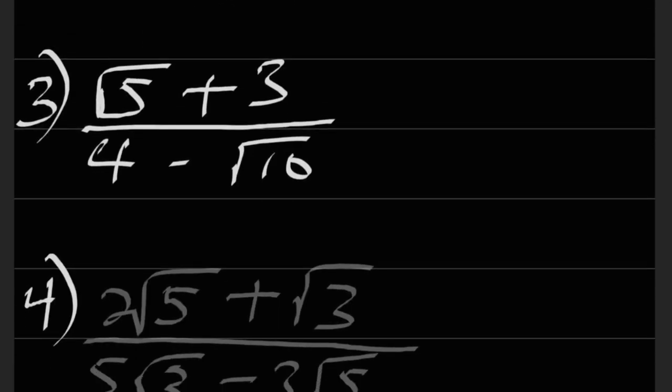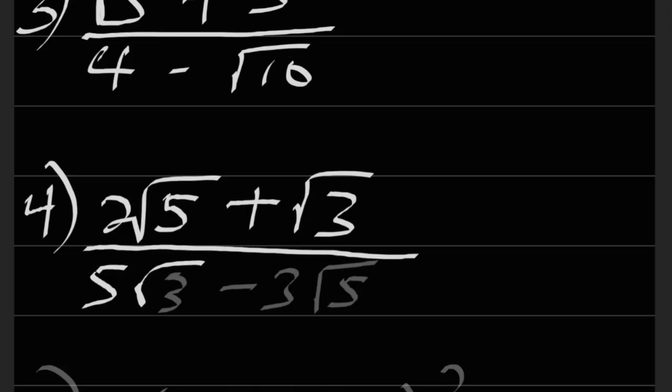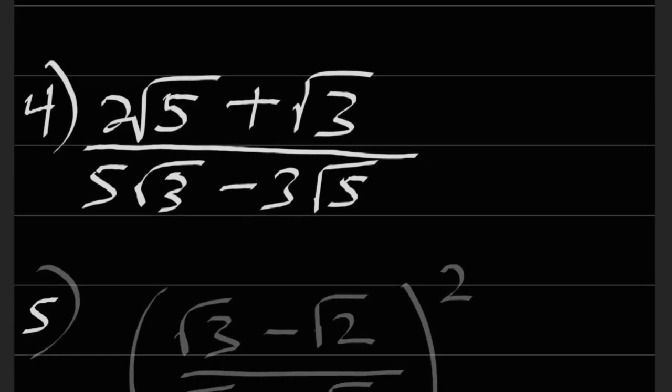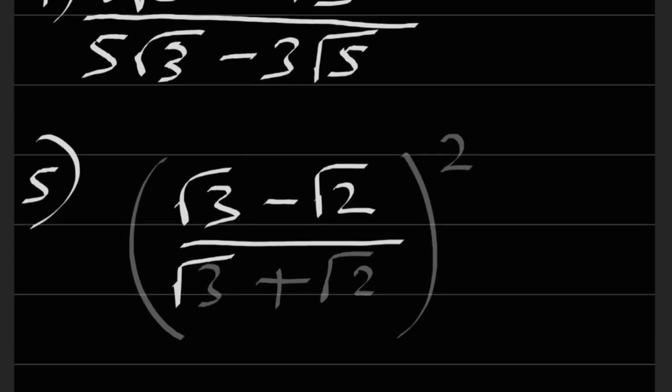Question number 4. 2 root 5 plus root 3 over 5 root 3 minus 3 root 5. Question number 5. Root 3 minus root 2 over root 3 plus root 2, everything square.